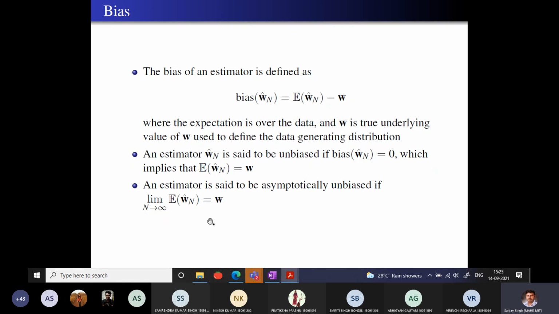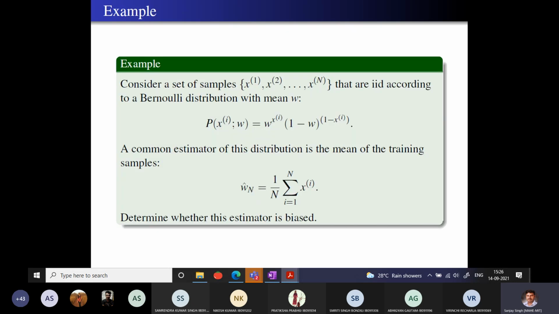So the MLE case which I have shown in the last slide is basically asymptotically unbiased. It means as you increase the value of n to infinity, finally your estimator becomes truly unbiased, meaning the expectation of the mean is going to be W itself. This is what I mean, but we'll see this with an example, I'll show why it is biased or unbiased.